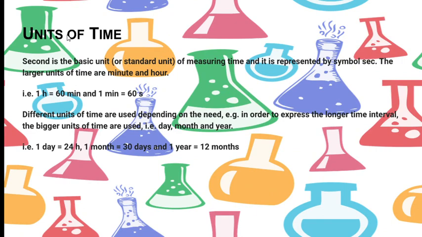Units of time. Second is the basic unit of measuring time, represented by the symbol s. The larger units of time are minute and hour. Different units of time are used depending on the needs. For example, in order to express a longer time interval, the bigger units of time are used, that is day, month and year.